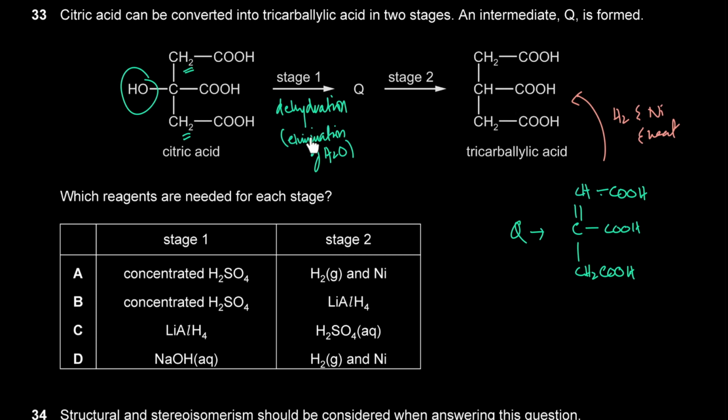For dehydration, we can use concentrated sulfuric acid, or we can use aluminum oxide as our catalyst, and we heat. So these are the reagents we need for dehydration: concentrated sulfuric acid. In stage 2, it's hydrogenation, so we're using hydrogen and nickel. So the answer is A.